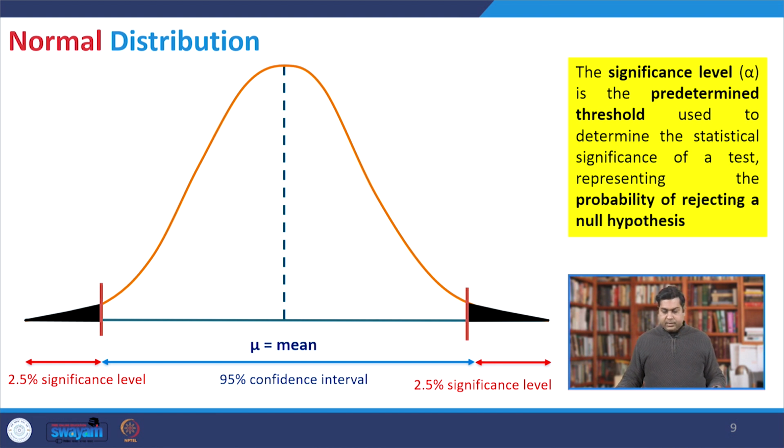Now, in this case the significance level where I just discussed, the significance level is the predetermined threshold value used to determine the statistical significance of a test, and it also represents the probability of rejecting or accepting the hypothesis. So, in this particular normal distribution, definitely the total area under the curve is 100%.